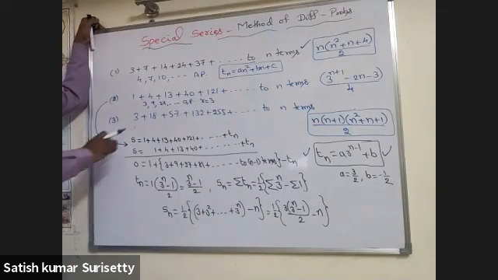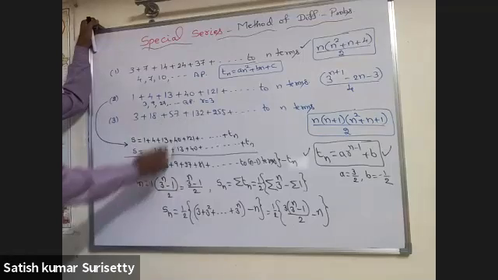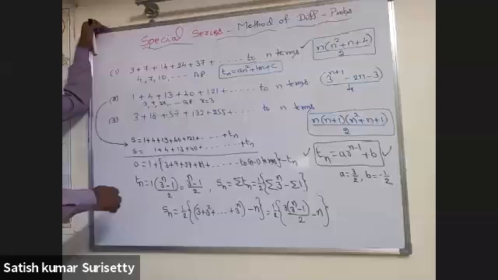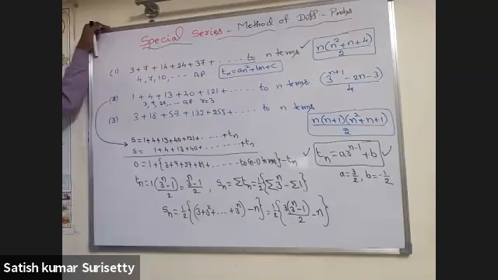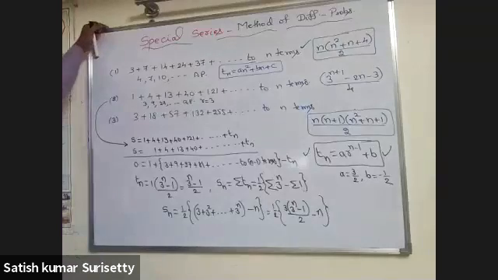Next problem: 3 plus 18 plus 57 plus 132 and so on. Here also if you observe the first order differences and second order differences, you will find that the second order differences are in arithmetic progression. Then use the nth term formula and then calculate the sum of n terms.